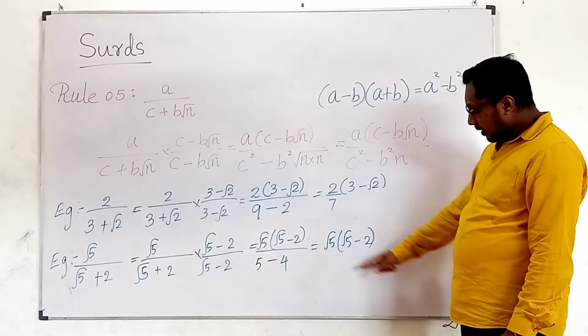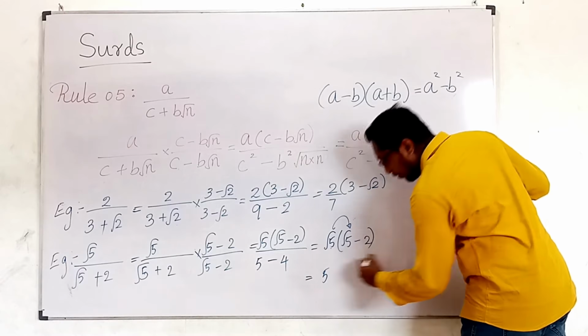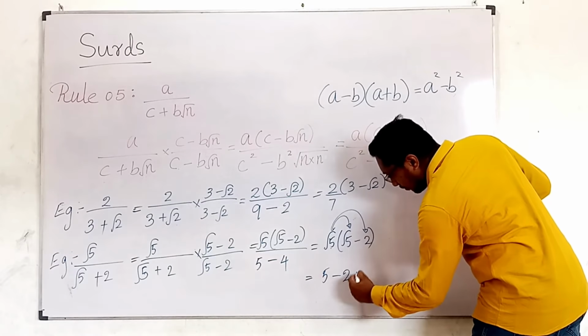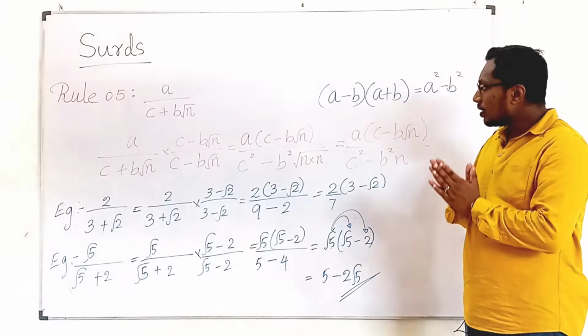So here we can expand the bracket. Square root 5 into square root 5 is 5. Square root 5 into 2 is 2 root 5. Okay, so this is the final simplified answer. Right.